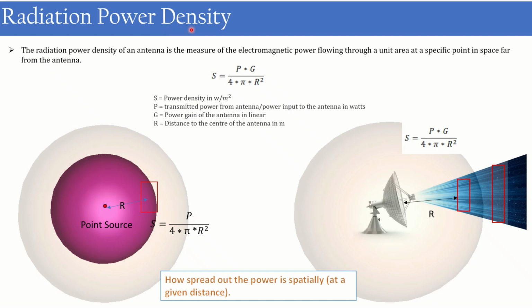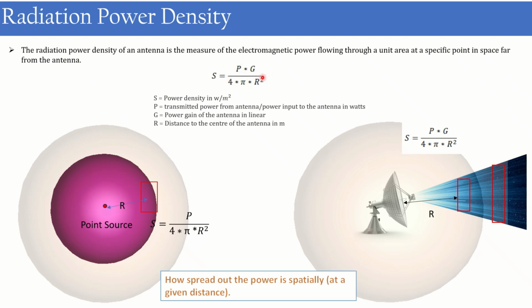If we use the term density, we know that it is something associated with the concentration in some particular area. So from the name itself, it shows that it is a power concentrated in a particular area. The radiation power density of an antenna is the measure of electromagnetic power flowing through a particular area at a specific point in space far from the antenna. So this is defined as power per area.